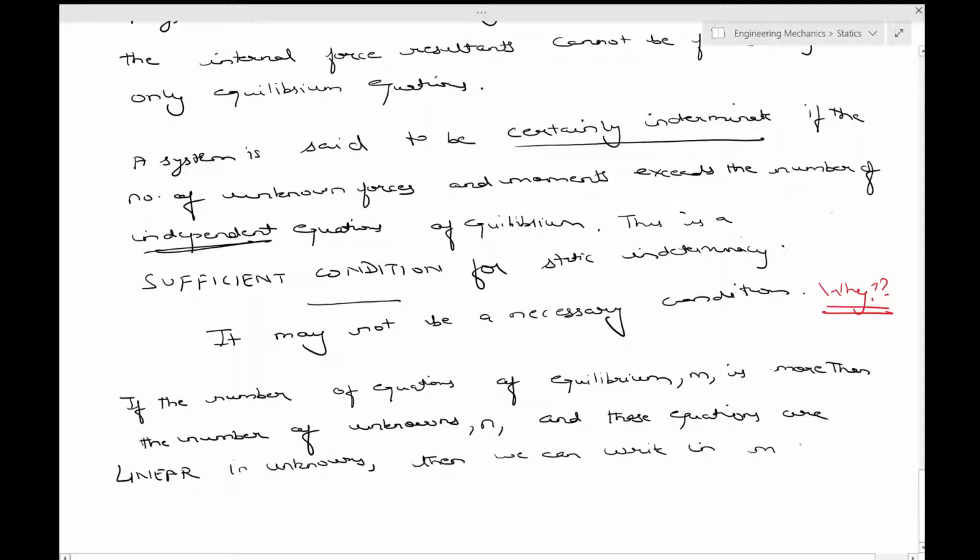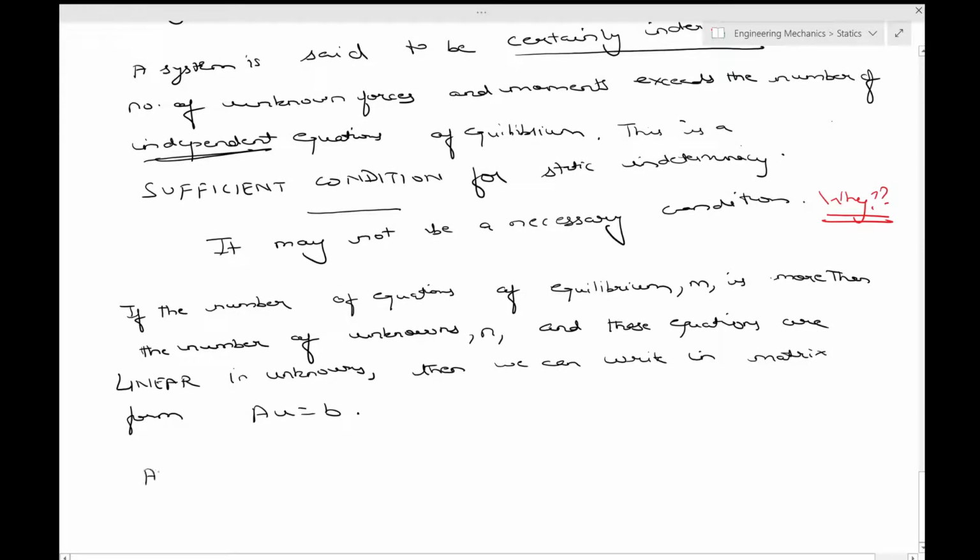Matrix form. AU is equal to B. So A over here becomes what? An M into N matrix. U, the unknowns, will be an N into 1 column matrix, and B is an M into 1 column matrix.